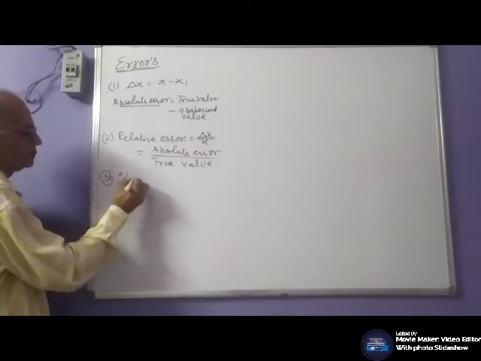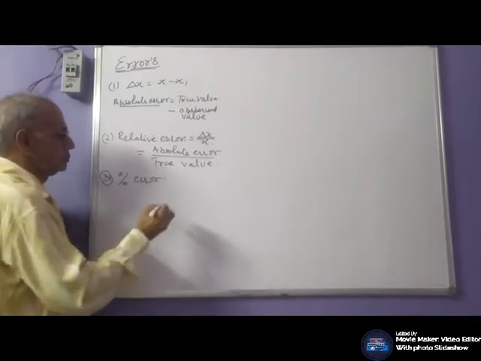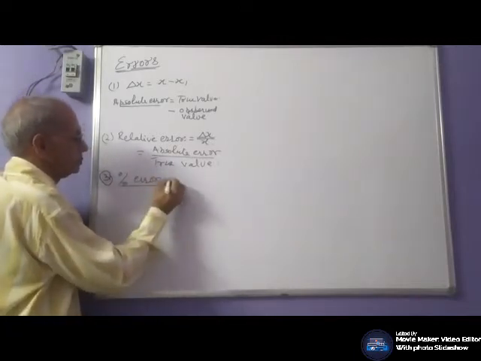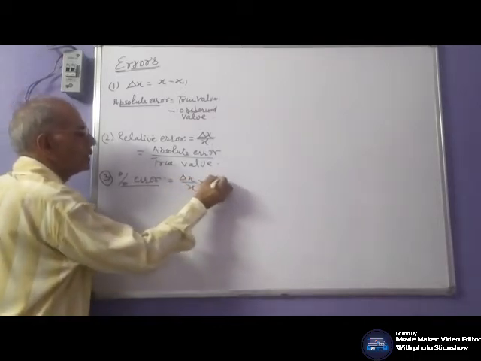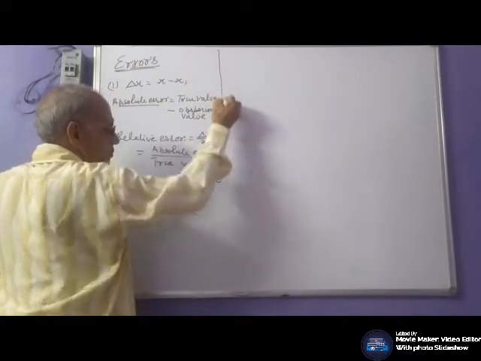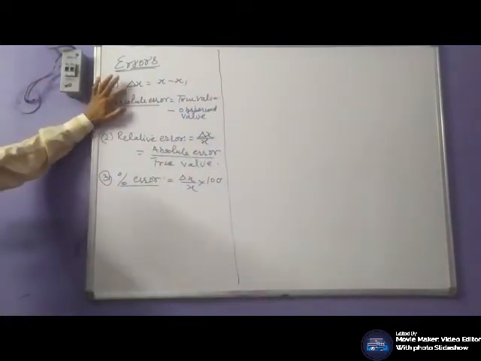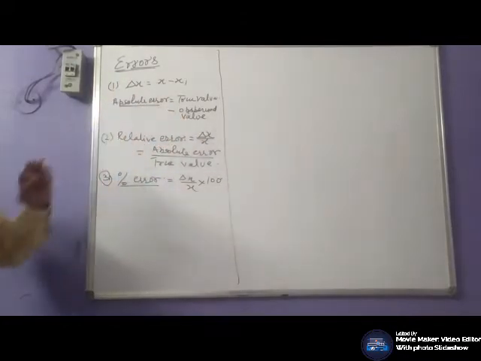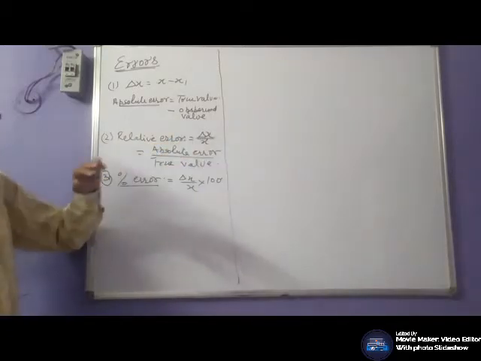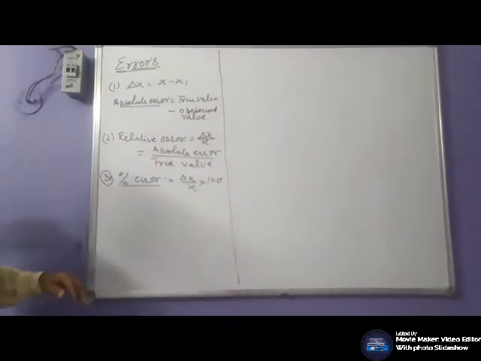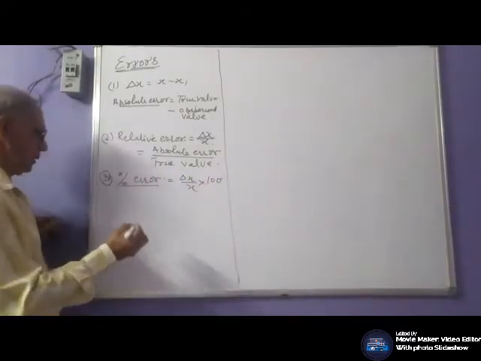Percentage error. Delta x by x into 100. Absolute error, true value minus observed value. Relative error, delta x by x, absolute error by true value. Percentage error, relative error into 100.